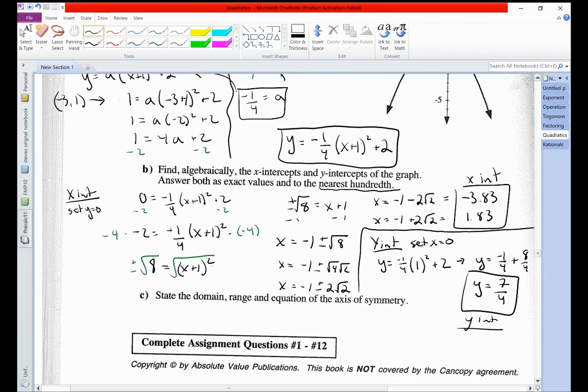That's pretty much it. We're not going to do so much domain and range stuff. We just don't have a lot of time, and I really want you to focus on the algebra and finding these intercepts. So that's it.